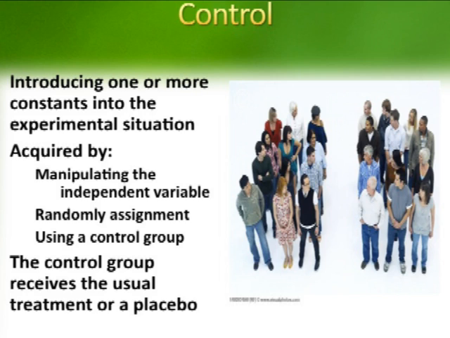Another way of having control is by controlling the sample. Now, sampling is a process of selecting subjects who are representative of the population being studied. Random sampling usually provides a sample that is representative of a population because each member of the population is selected independently and has an equal chance or probability of being included in the study.